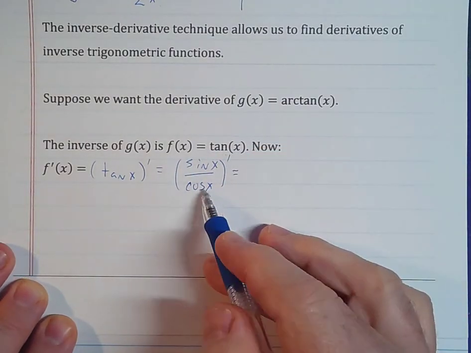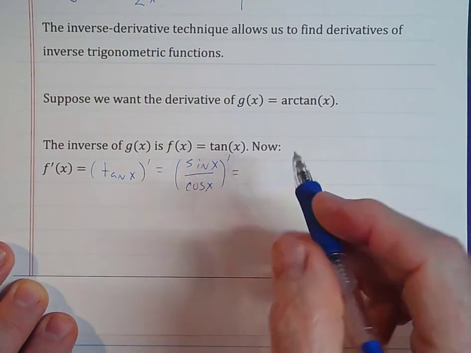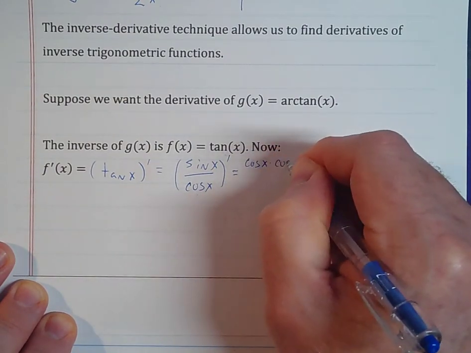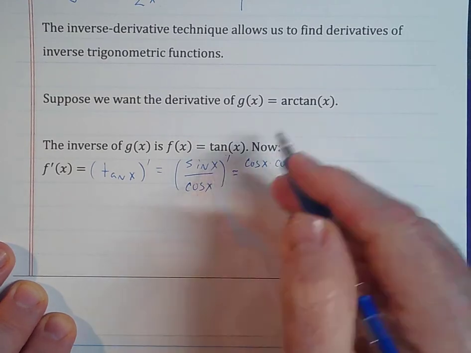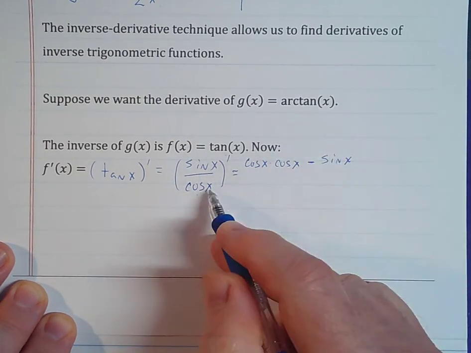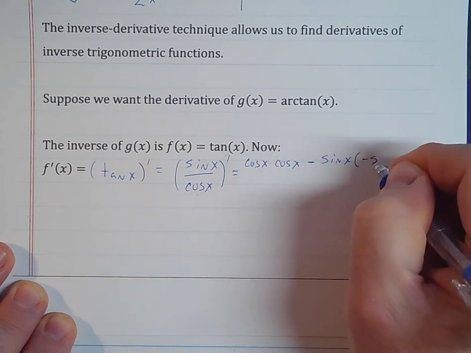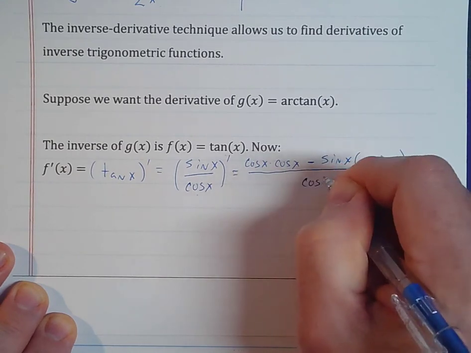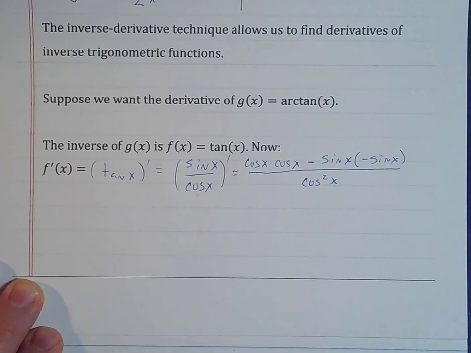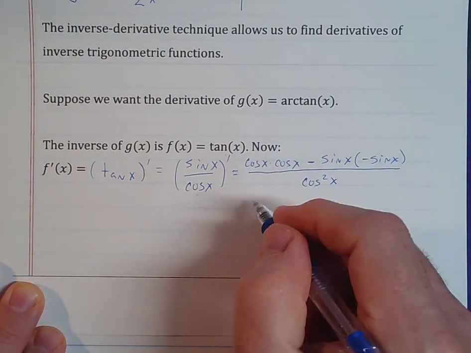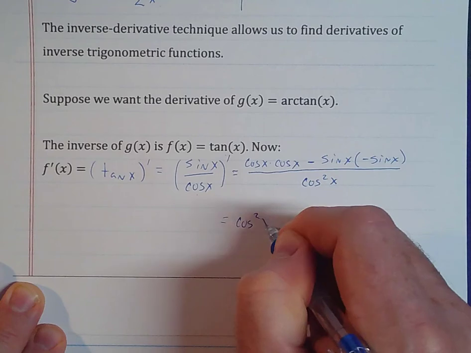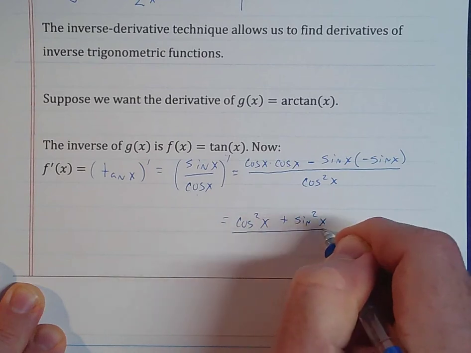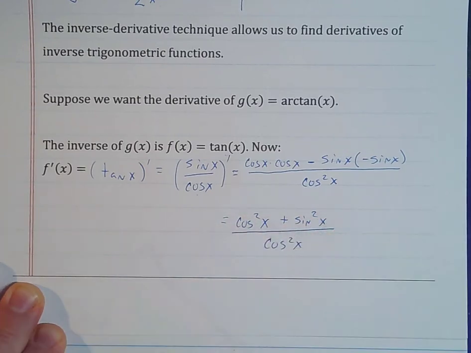If I use the quotient rule here, this would be the derivative of sine x, which would be cosine x, times the bottom, which would be another cosine x, minus the top, which is sine x, times the derivative of the bottom, which is negative sine x. All that over the bottom squared, so cosine squared of x. I think you can see that the top is just cosine squared x, and with two negatives, that's plus sine squared x on the top. And I got a cosine squared x in the bottom.